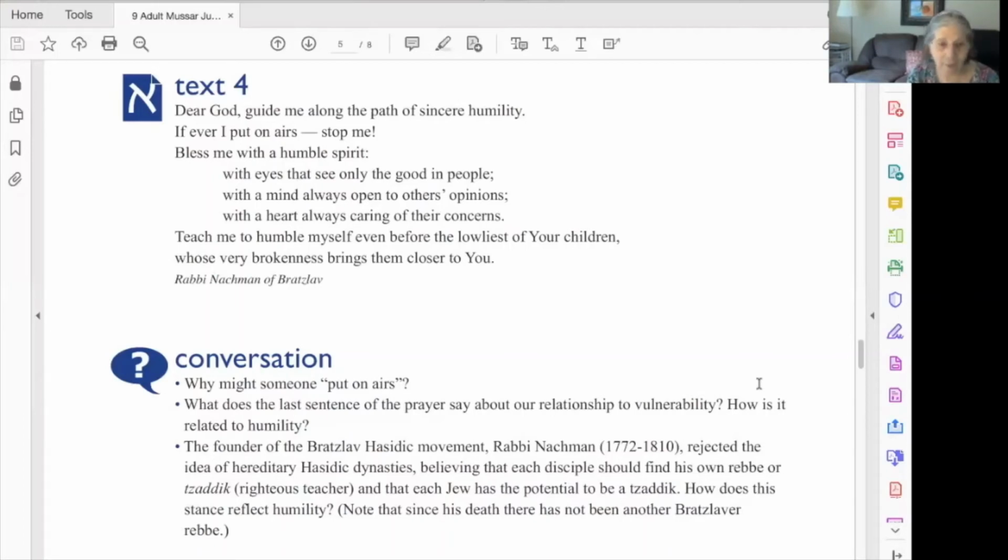Finally, we're told that Reb Nachman, the founder of the Bratslav school of Hasidic Judaism, rejected the idea of hereditary Hasidic dynasties, believing that each disciple should find his own Rebbe, or tzaddik, righteous teacher, and that each Jew has the potential to be a tzaddik. How does this stance reflect humility?